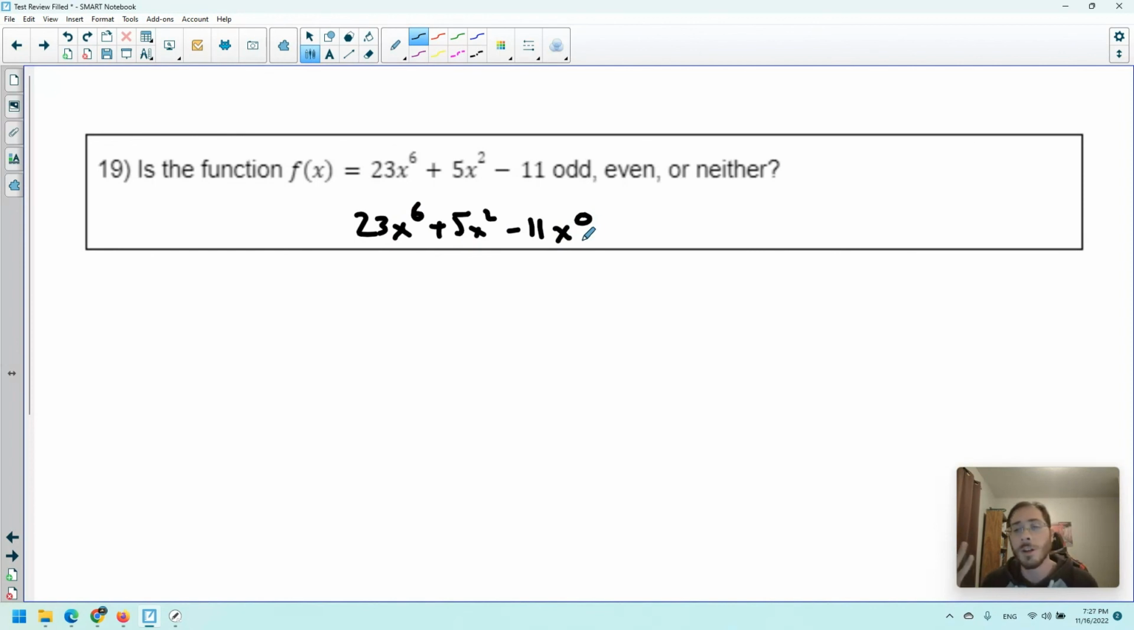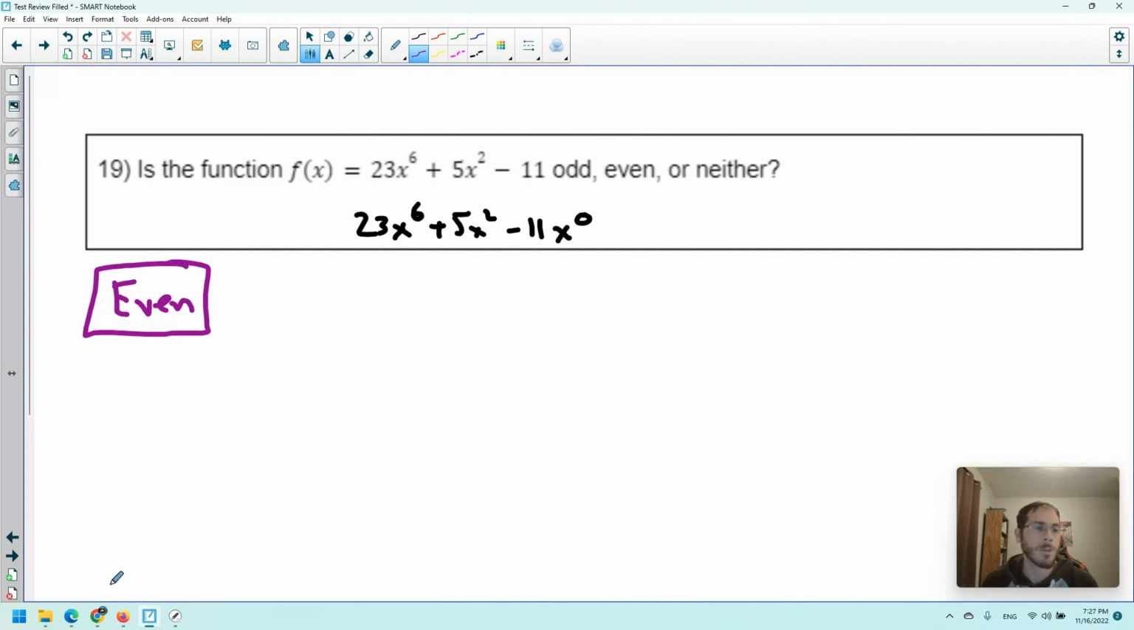And if we notice, all of those exponents are even. So that's actually our quick rule for even. If all of the exponents are even, it's automatically even. So we can be done right there. That's not true if they're all odd, but it is true if they're all even, because sometimes with the odd, you get a little bit confused with the coefficient.